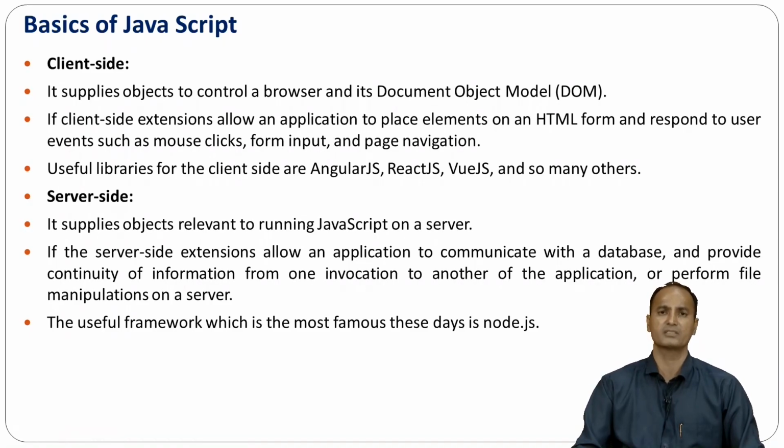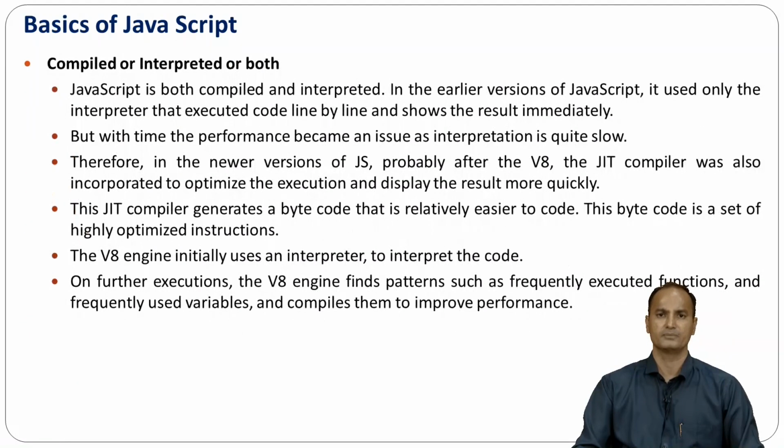So Node.js generally works at the server side, not at client side. Is JavaScript compiled or interpreted, or both? That means JavaScript is both compiled and interpreted. In the earlier versions of JavaScript, only the interpreter was used, which executed code line by line and showed the result immediately. But with time, performance became an issue as interpretation is quite slow since it goes line by line, and if there is an error in one line, then it displays the error. We have to resolve it and again it goes to the next line. So it was taking more time as it was being interpreted.